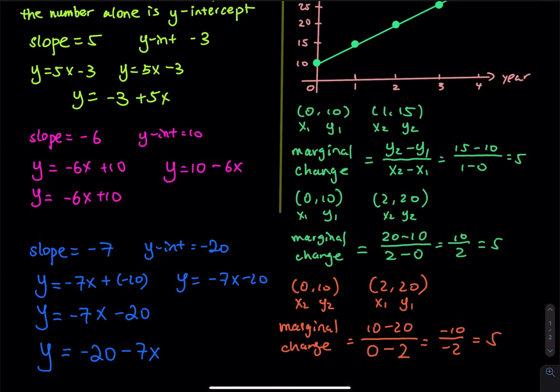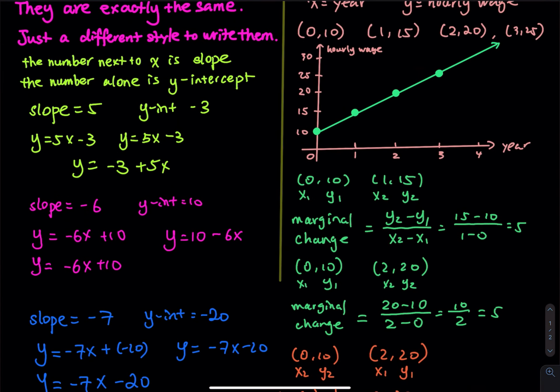So using this line, do we agree that we can make a prediction? What prediction? Let's say I want to predict my hourly wage at year 4. Since you get an additional $5 per hour, that means at year 4, you will be in here. You will get $30 per hour. How do you get the 30? You just add 5 on top of the 25. At year 3, you are earning 25. On top of that, I give you another $5. So 25 plus 5 is equal to 30. So that's how the marginal change works.